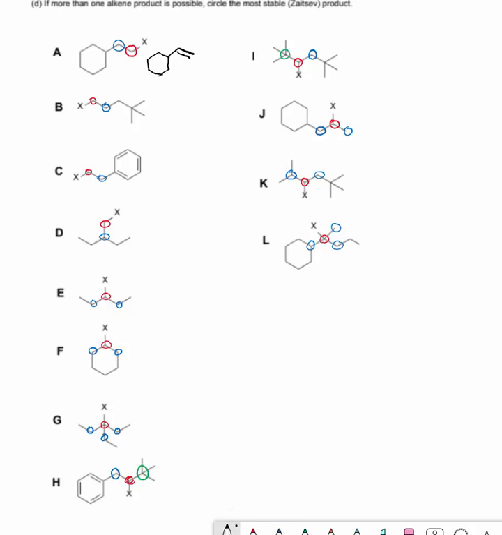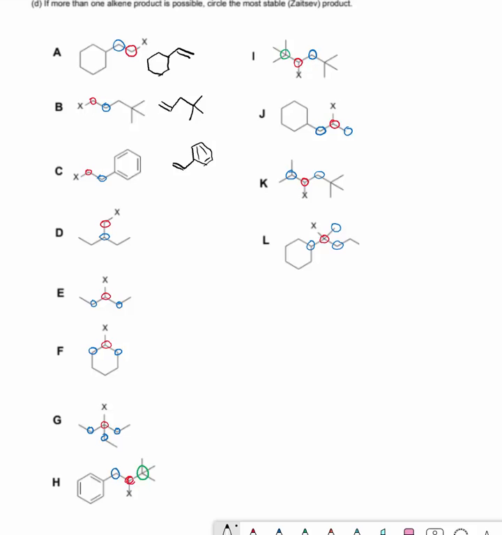So now we can draw our products. Now the product of an elimination reaction is going to be an alkene. The alkene, the double bond, is going to occur between the alpha and the beta carbon. So that would be our product. For C, the ring stays the same. And we form the pi bond here.